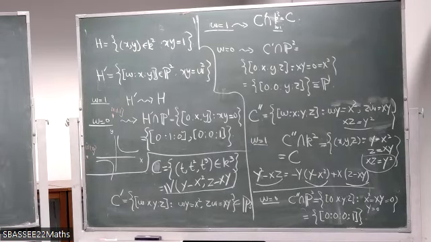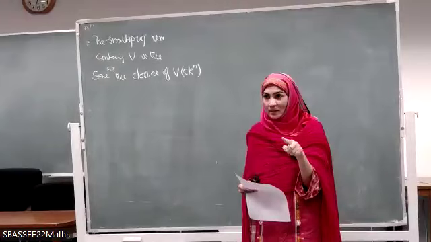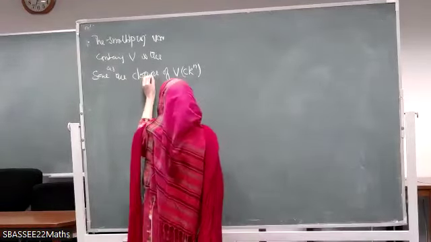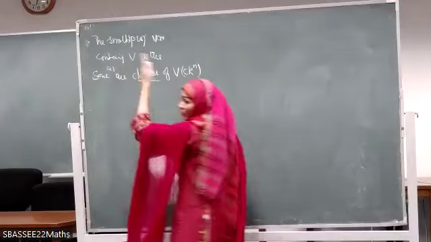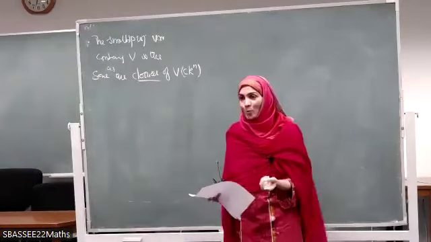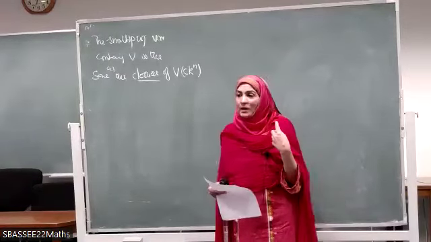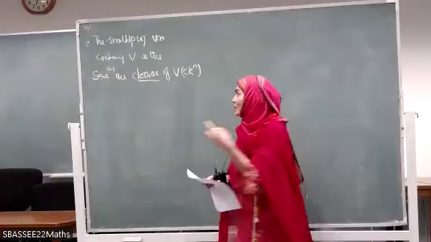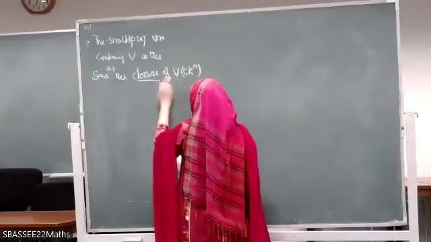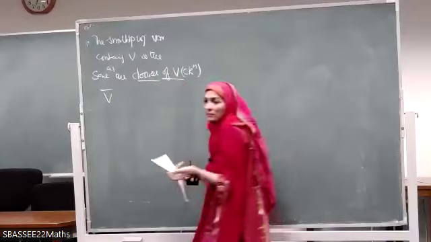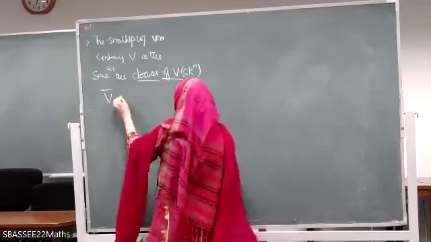We are taking a variety from the affine space. An affine variety is not closed in projective space because the affine part is open. If it is already in projective space, then definitely it is closed. But when we consider it from the affine part, it is not closed. That's why it makes sense to take the closure of this variety, and we will denote it as the closure of V.